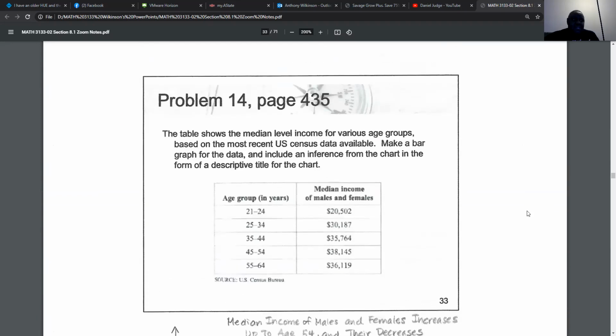All right. Now look at problem number 14 on page 435. Let's talk about this one. The table shows the median level of income for various age groups based on the most recent U.S. Census data available. Make a bar graph for the data and include an inference from the chart in the form of a descriptive title for the chart. And here is that table for the age group in years and the median income of males and females.